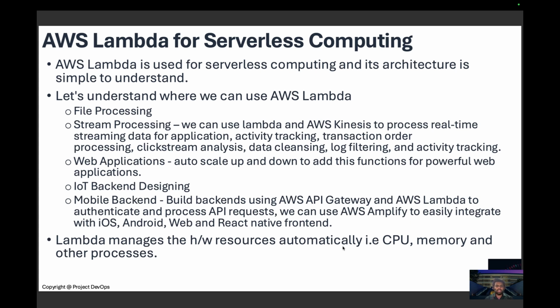So what is AWS Lambda? AWS Lambda is used for serverless computing and its architecture is simple to understand. Let's understand where we can use AWS Lambda. We can use it for file processing and stream processing. We can use Lambda and AWS Kinesis to process real-time streaming data for applications, activity tracking, transaction order processing, click stream analysis, data cleansing, log filtering, and activity tracking.